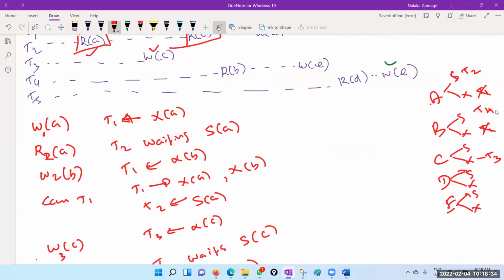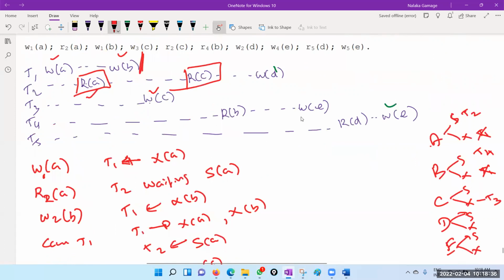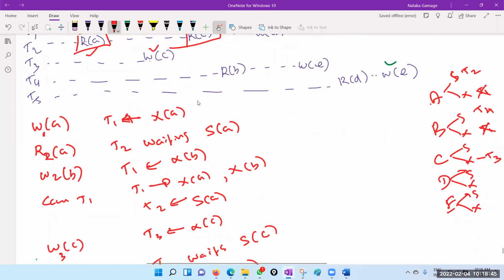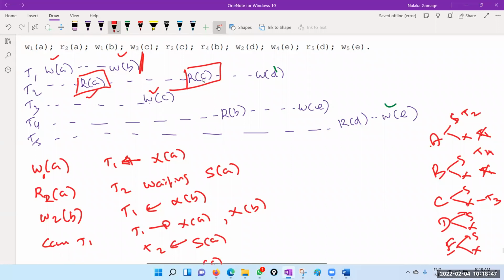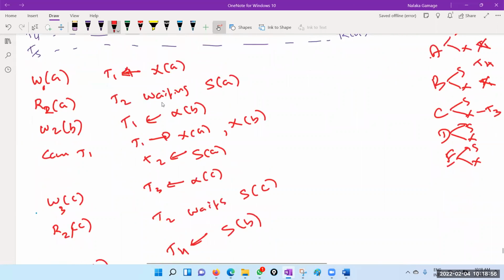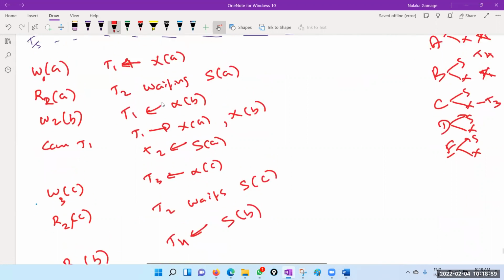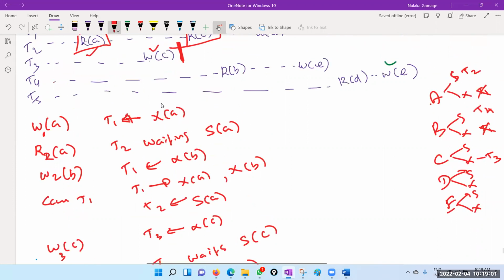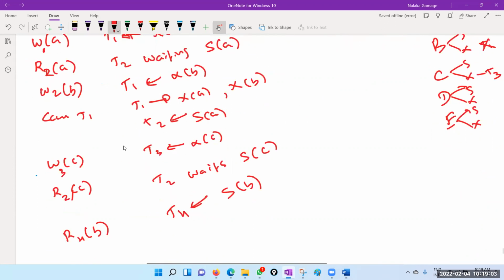Excuse me, should transaction 3 not commit there? Yes, sorry for that. Yes, we can commit it, because there's nothing else. I forgot that. Thank you. Yes, we can commit this because that is the last step. So transaction 3 can be committed at this point.